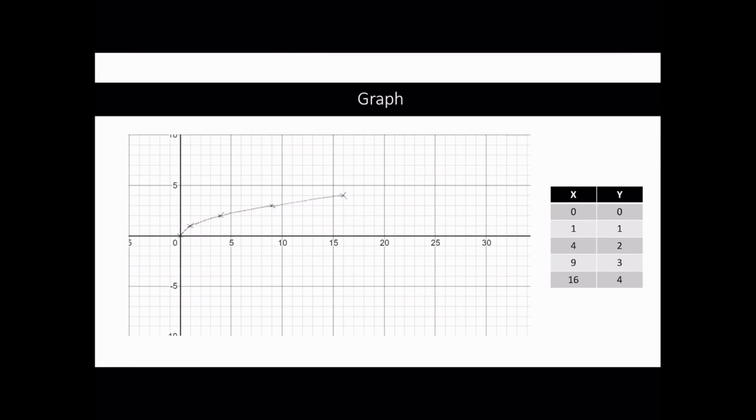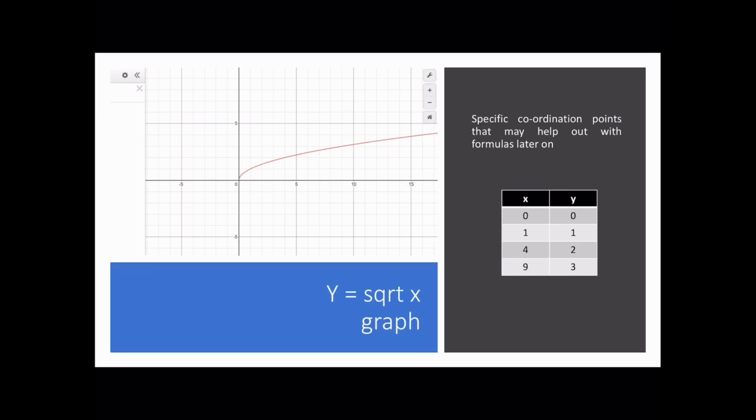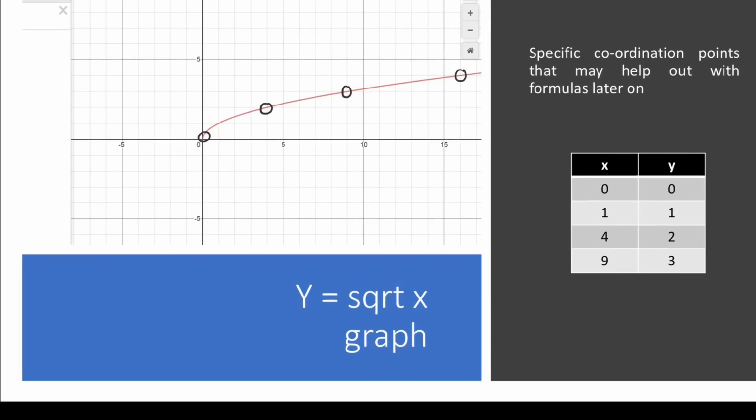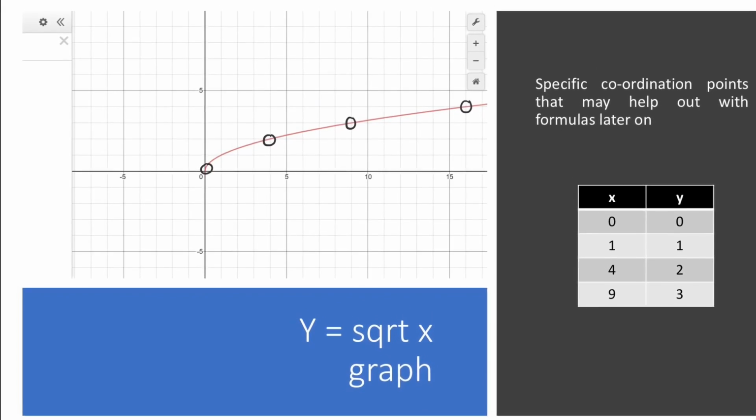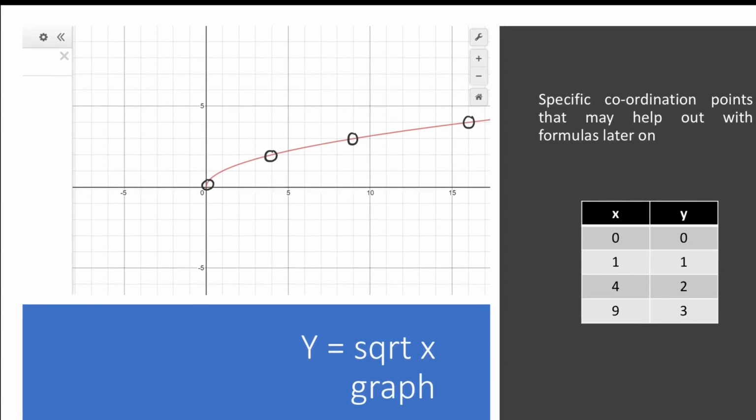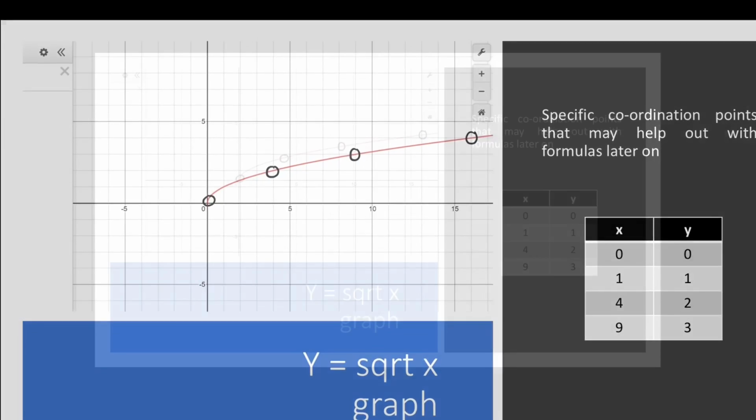And here's the plotted graph. Y equals square root x in Desmos. You will get a graph like this, and on the left side you can see there are specific coordinates I picked out. The reason why I picked them out is because that is where the line passes through without the number being a decimal.